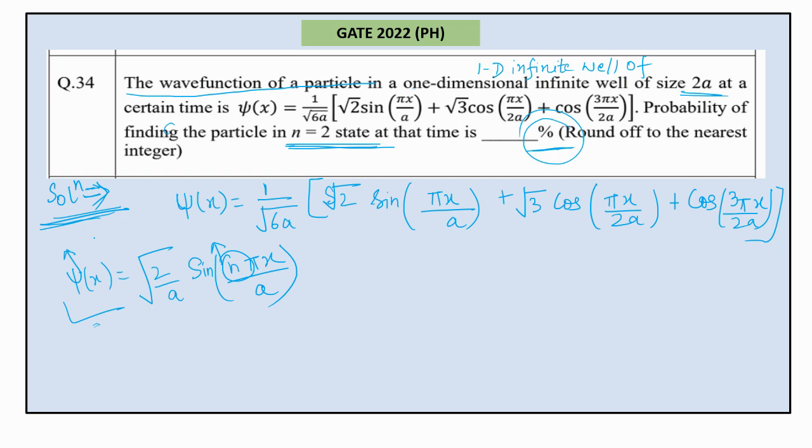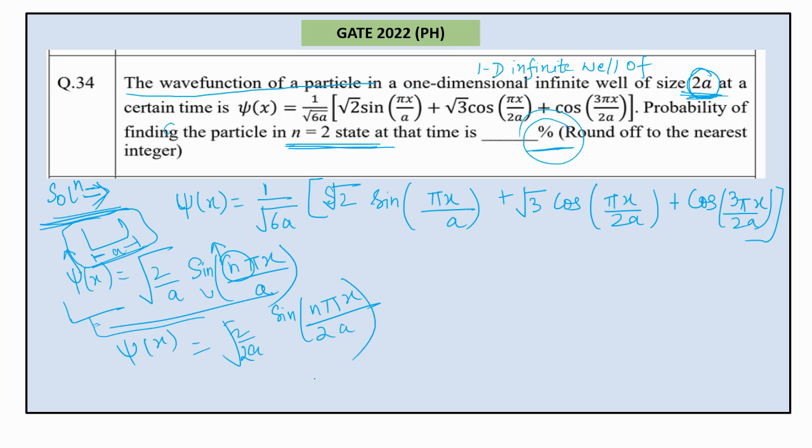This wave function is applicable when the infinite well has size a. When the infinite well has size a, then this wave function has this form. But in your question, you are given that the size is 2a. So that means this will change to root 2 by 2a sine n pi x upon 2a, right?